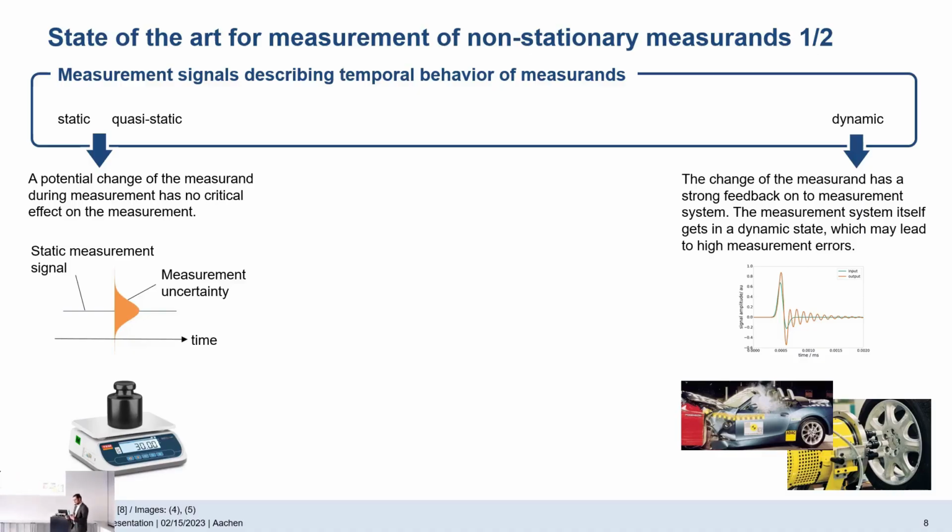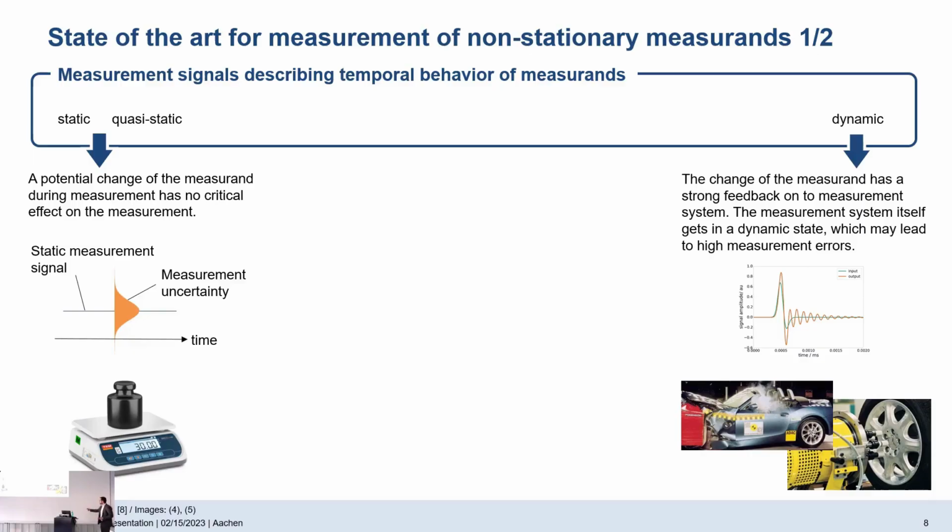And if we look in literature, these dynamic measurement signals are related to dynamic measurements, which can be described by the fact that the change of the measurement has a strong feedback onto the measurement system, and also the change is kind of highly dynamic. However, the strong feedback leads to a situation that the measurement system itself gets in a dynamic state, which may lead to high measurement errors. Here we see an input signal and the output response of the measurement system, and we also see some huge overshoot errors.